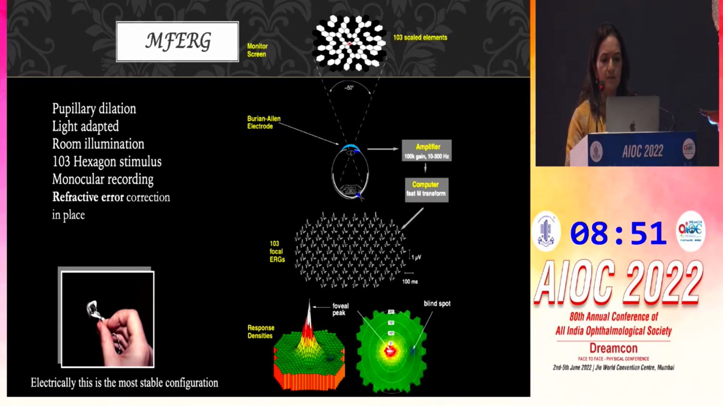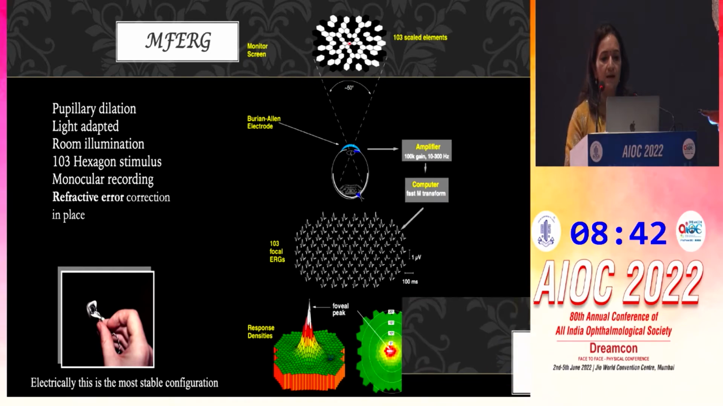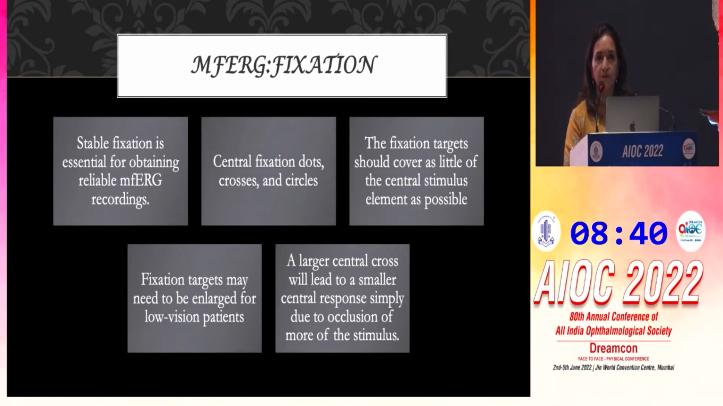We are using a retinal electrode because it gives you a good stable configuration. And going into it one by one, the fixation is very important. Good visual acuity, good fixation. Anything less than 6/60, your multifocal ERG is useless. It will not give you any response, and whatever you are getting is probably just noise.